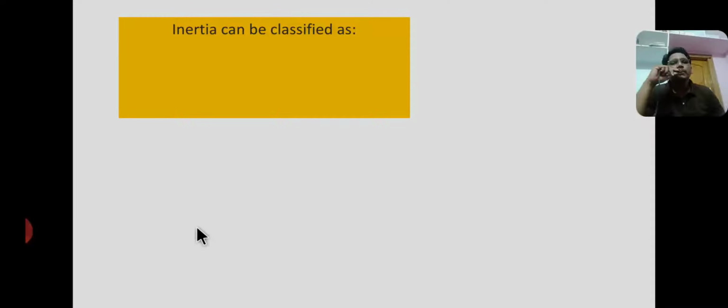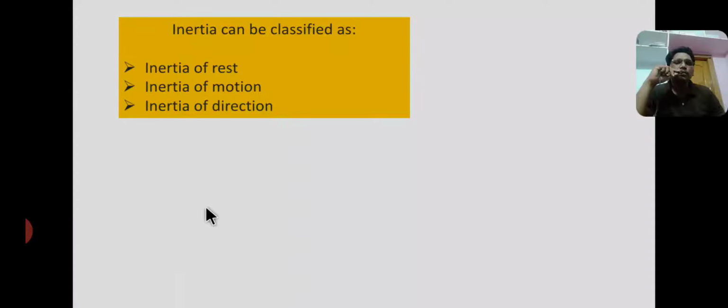Now inertia can be classified as inertia of rest, inertia of motion, and the third one is inertia of direction. These three are subclassifications of inertia. Now I will explain about some real life examples.